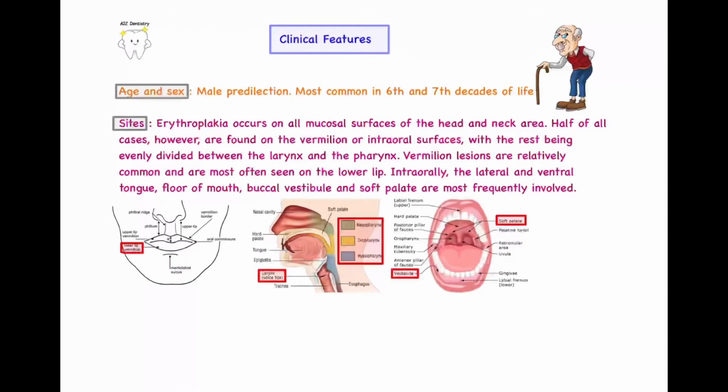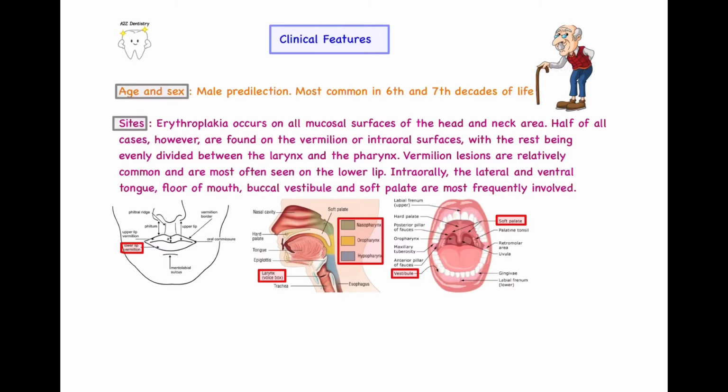Moving on towards the clinical features, coming to the age and the gender predilection part, right? So it is more common in the 6th and 7th decade of life, that is, between 60 to 70 years, and it has a slight male predilection, right? Only because smoking and alcohol are more commonly associated with the males. However, in the Western world, the predilection has come to 2:1 or something like that. It has been reduced now because of the Western habits.